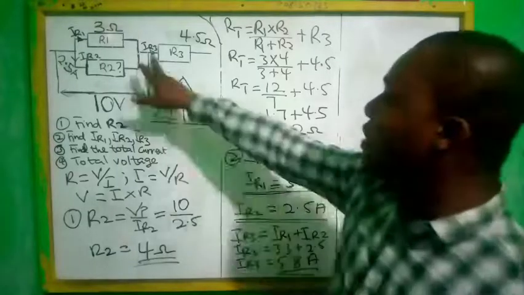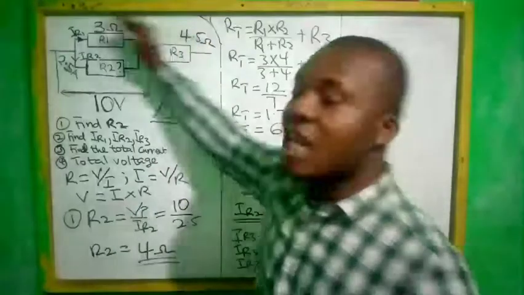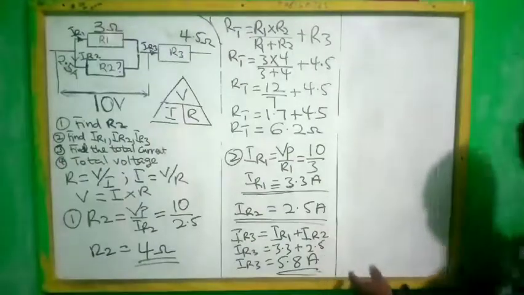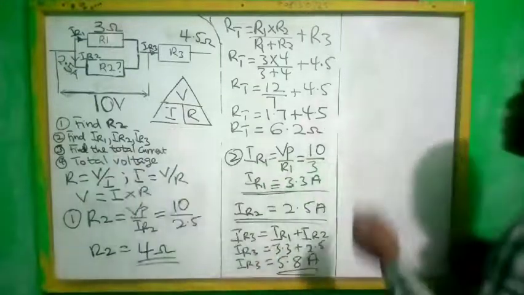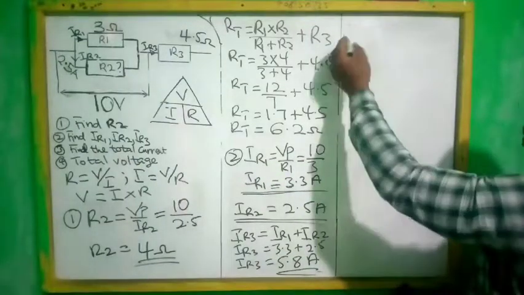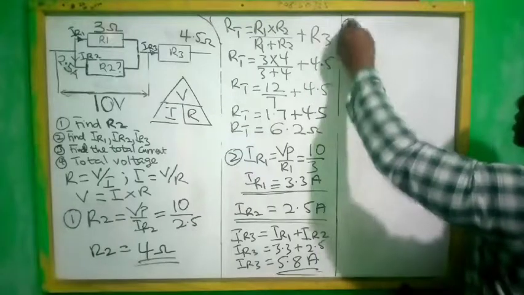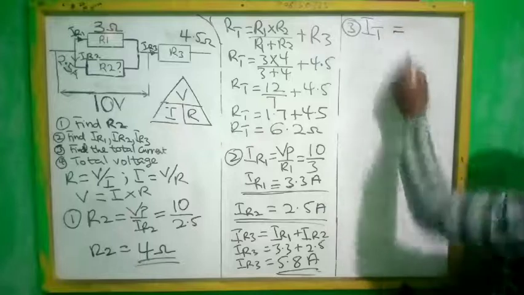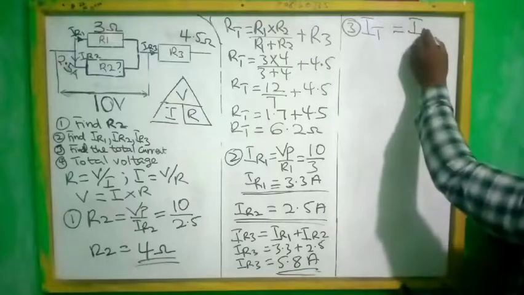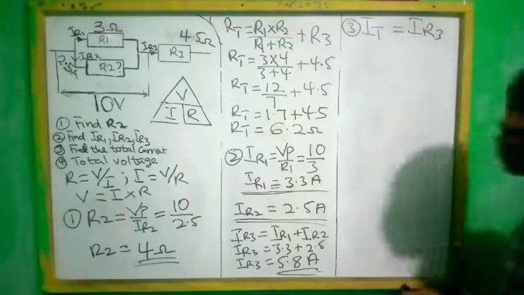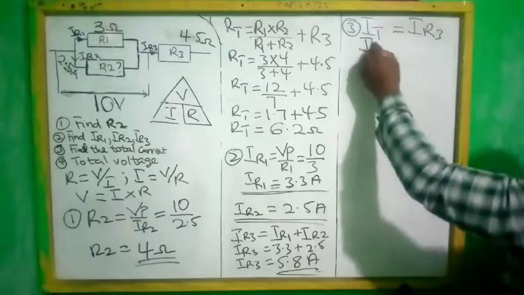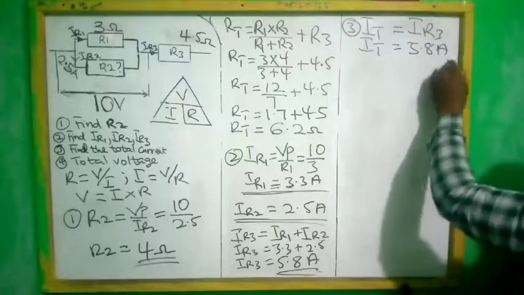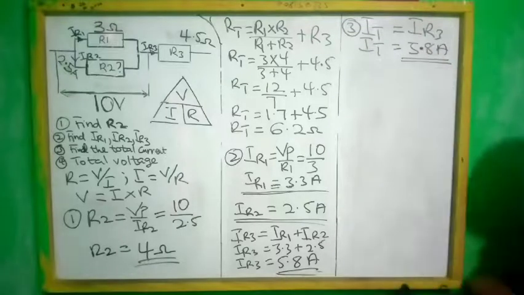And mind you, the current that flows in R3, because it's a series, becomes the total current. So number 3 says find the total current. What you tell them is that the total current is equal to the current in R3. So total current is equal to 5.8 amps. As we continue, you'll see that our answer will be correct.